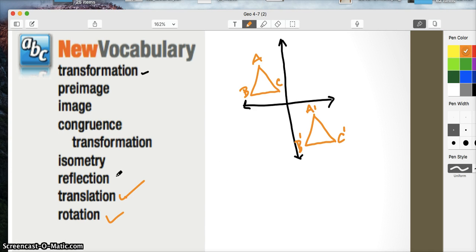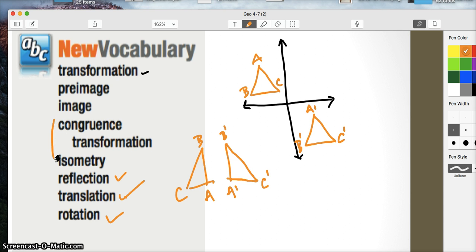A reflection is a little bit harder for me to show you. So it would be like if I had this triangle ABC and then I wanted to reflect it over, let's say, the y-axis, then it would look like this. And you see my ability to be congruent is not happening here. But then I'd have this guy as a reflection. All right, makes sense? It's just like looking in the mirror.